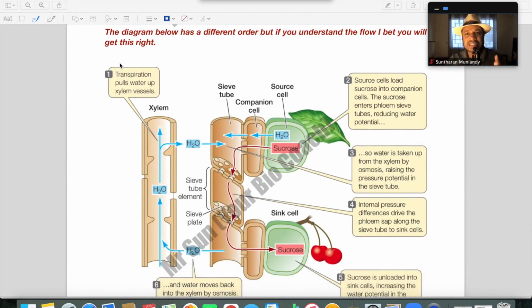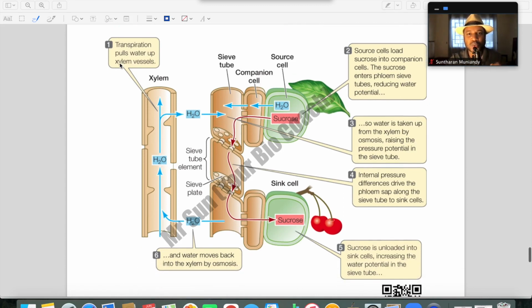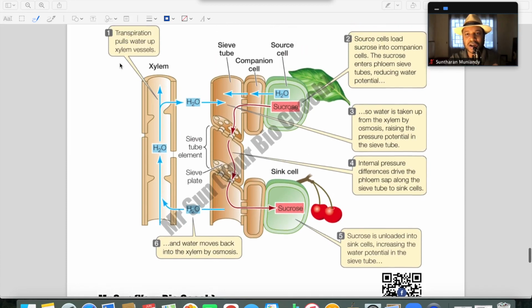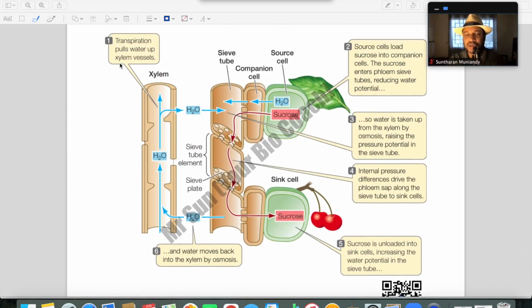How does it work? This vascular structure, phloem, is transporting organic substances from the site of synthesis to all parts of the plant. So we're going to look at this particular topic today, translocation. It's a very simple process. You don't have to force yourself to memorize this. You just have to understand how the concept works.